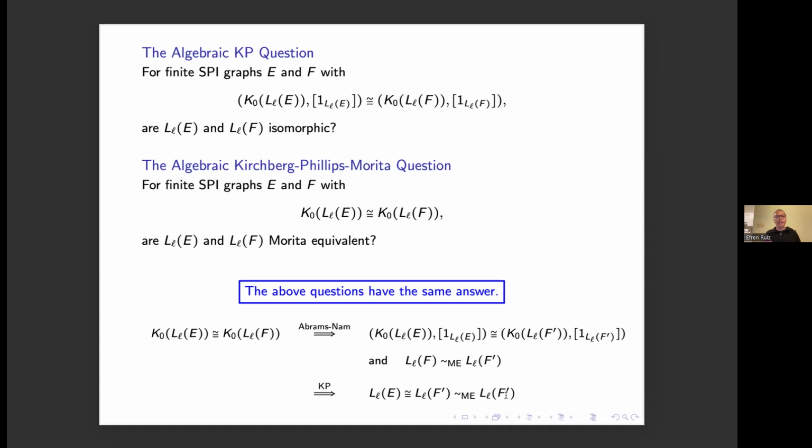Okay, so essentially what I'm trying to point out then, for those people who haven't looked at this question, is that if you want to solve the algebraic Kirchberg-Phillips question, it's really enough to solve this algebraic Kirchberg-Phillips Morita question: is K0 a complete invariant up to Morita equivalence?